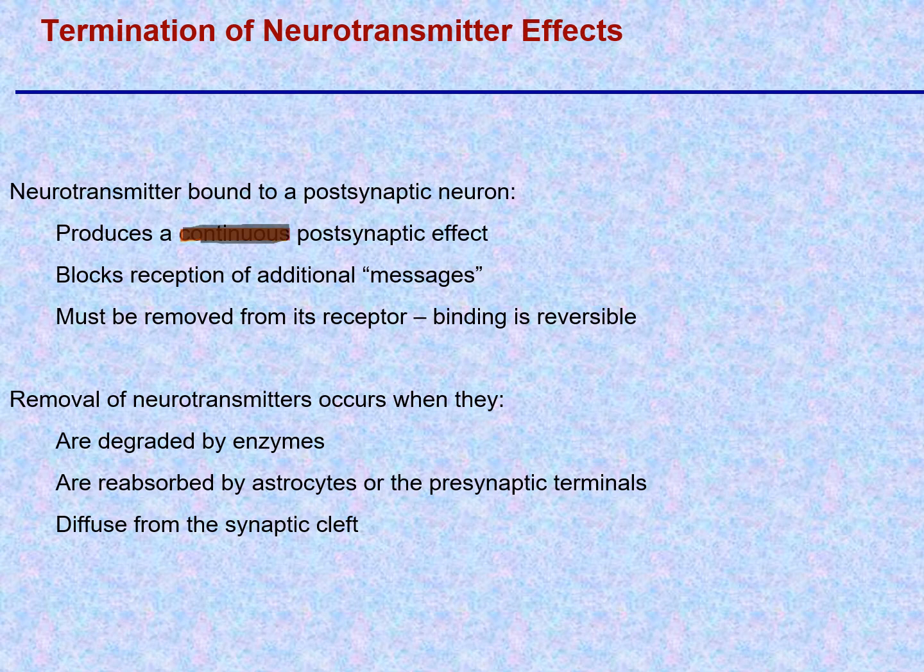Binding is always reversible. The removal or destruction of the signal is due to enzymes that are present within the synaptic cleft. So there are enzymes there that can break down the neurotransmitter, and the breakdown products get reabsorbed by other cells around, or by the presynaptic neuron, or they just diffuse away from the synaptic cleft.